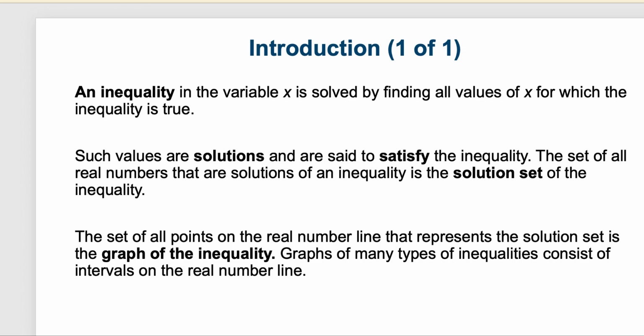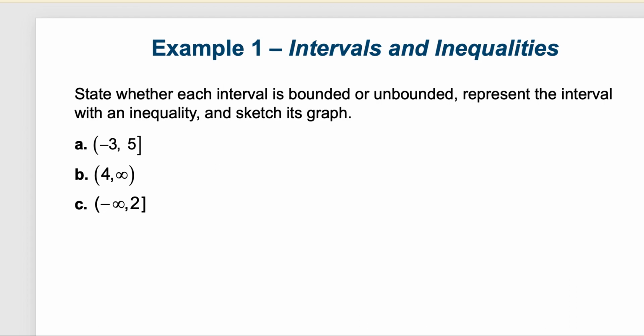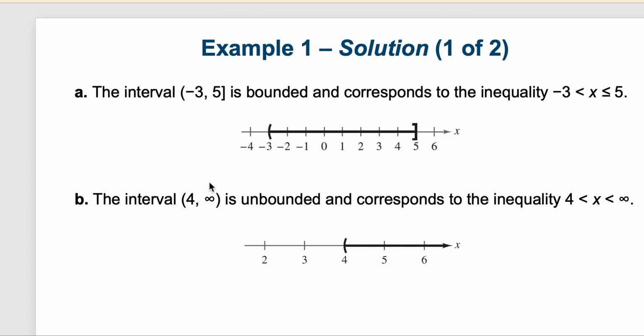Graphs of many types of inequalities consist of intervals on the real number line. Let's take a look at some examples. Here we have three examples, and we're going to see which of these intervals is bounded or unbounded, and represent each interval with an inequality and sketch its graph. The first one is -3 to 5. The second one is open parenthesis 4 to infinity. The third one is open parenthesis negative infinity to closed parenthesis at 2. We're going to take a very close look at the parentheses. What do closed and open parentheses mean?